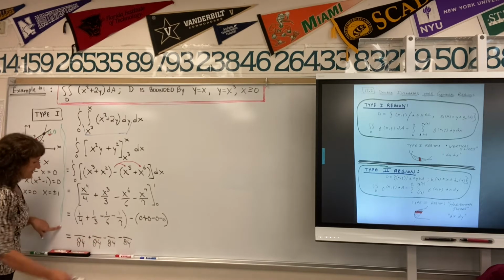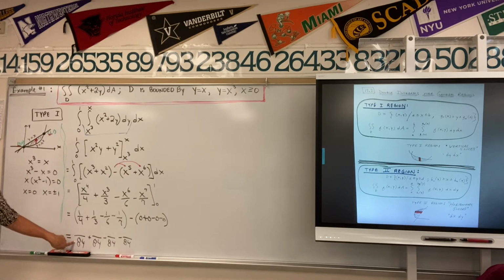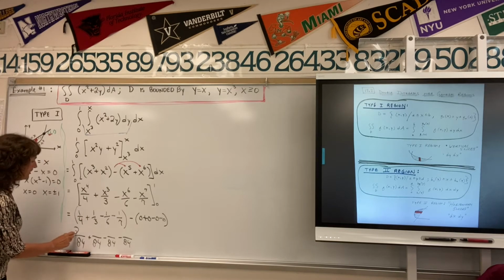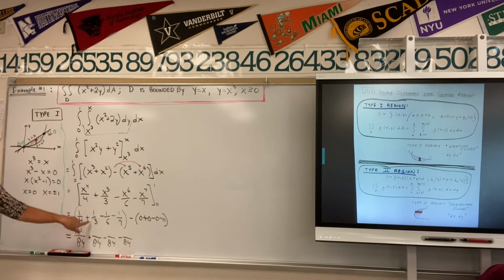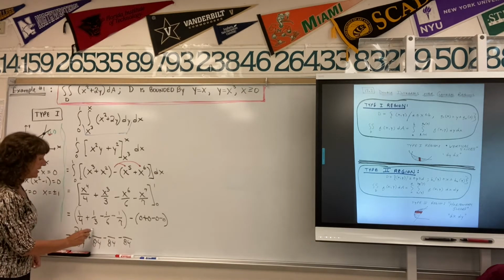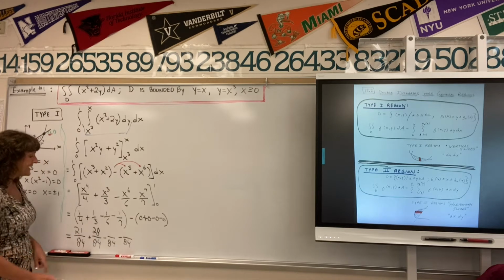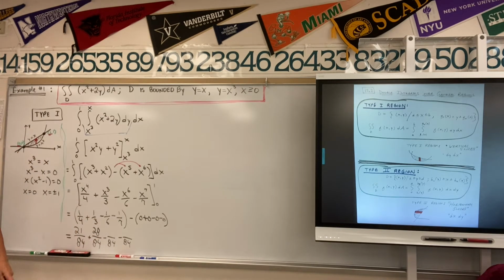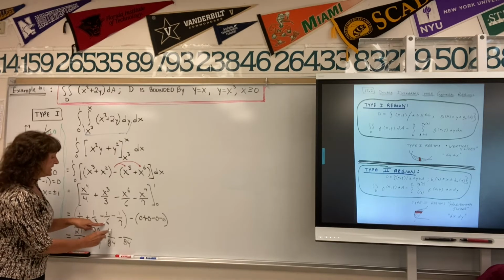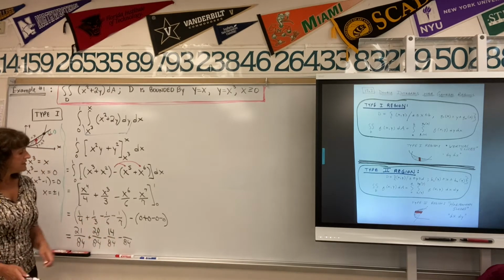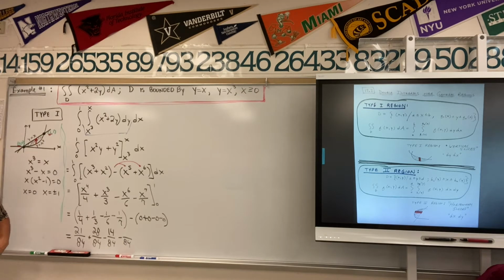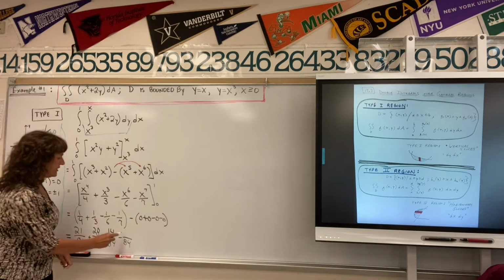All right, so let's see how this is going to work. 4 goes into 84 21 times, so 21 times 1 is 21 over 84. 3 times what is 84? That's going to be 28 times, so 28 over 84. 6 into 84 goes 14 times, so 14 here. And 7 times what is 84? That's going to be 12 times.